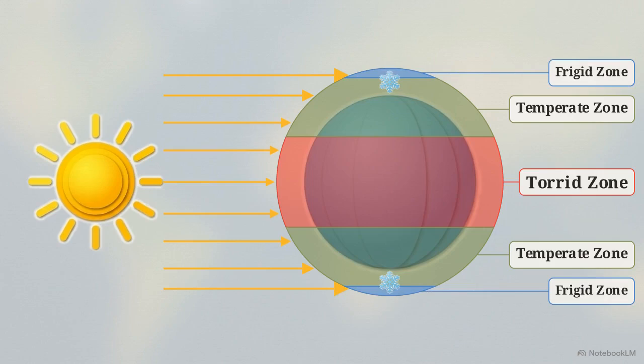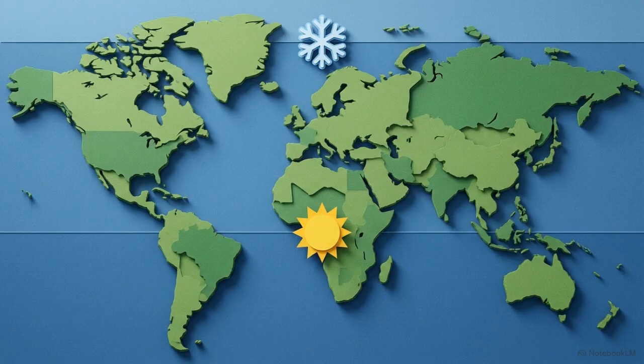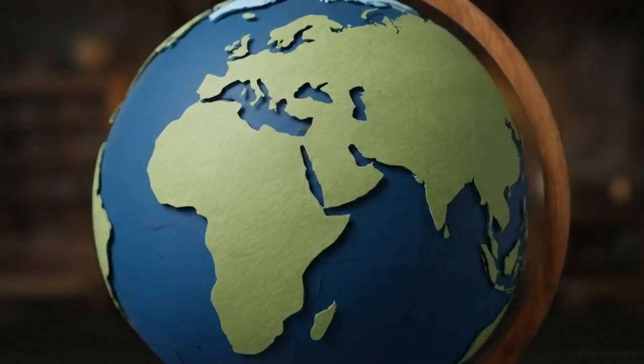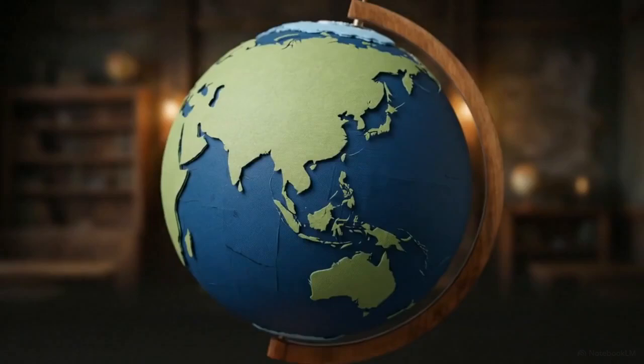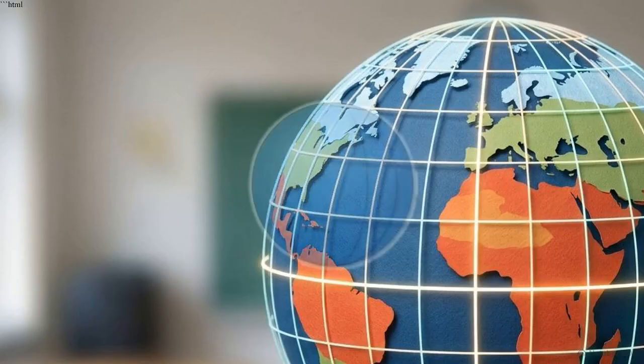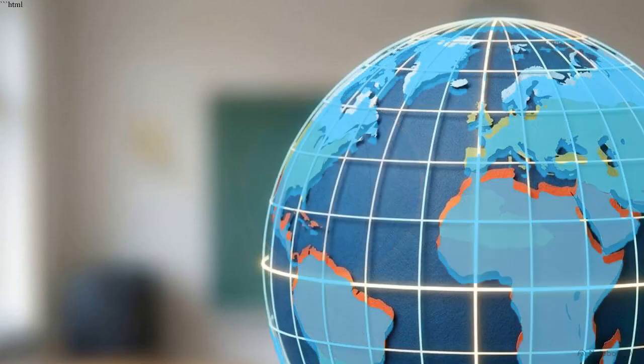Now here is a quick challenge for you. Question 1. Globe kya hota hai? Question 2. Equator kise kehte hain? And question 3. Longitudes kis disha mein jati hain? You can pause the video here and try to answer. If you can answer those 3 questions, congratulate yourself. You now know how to read the Earth like a map.